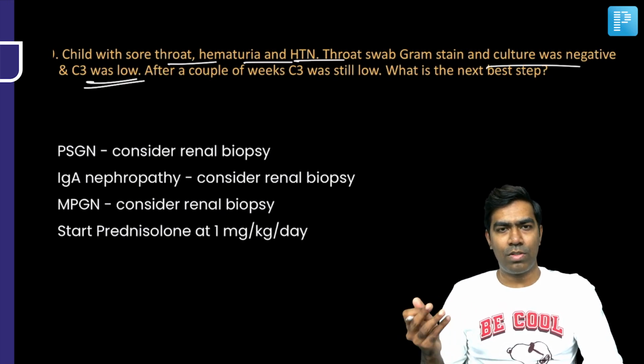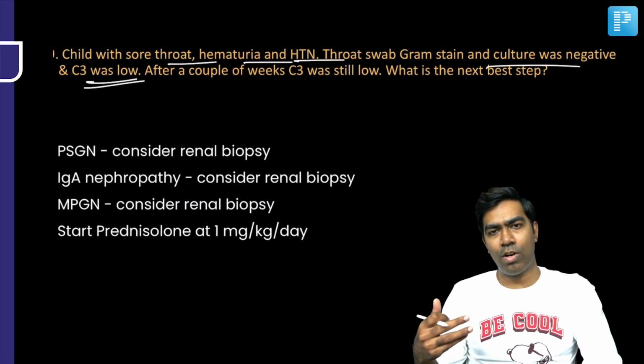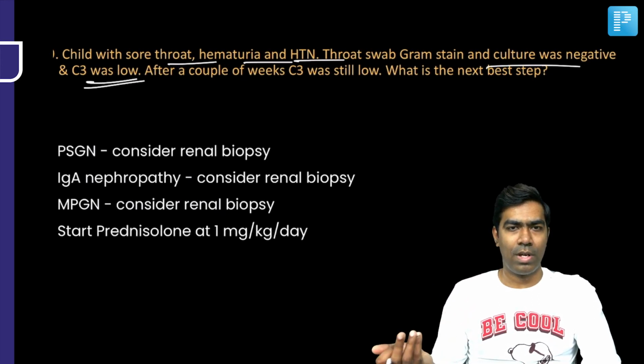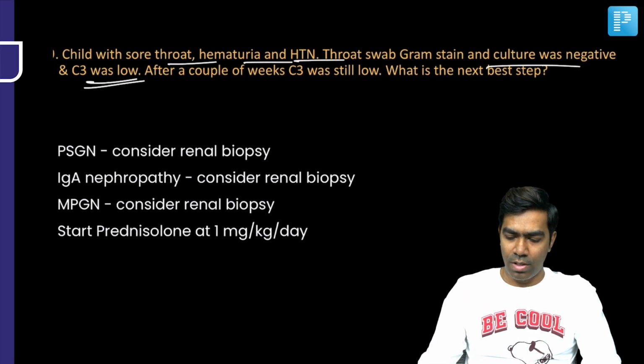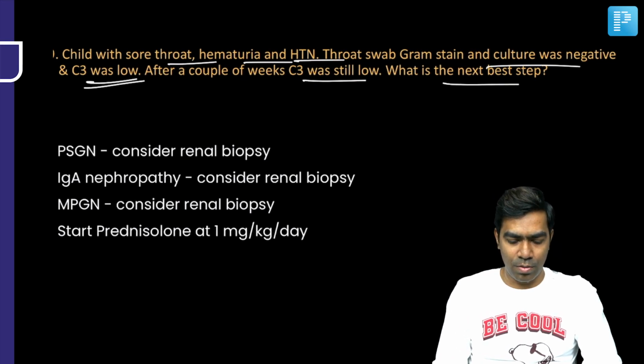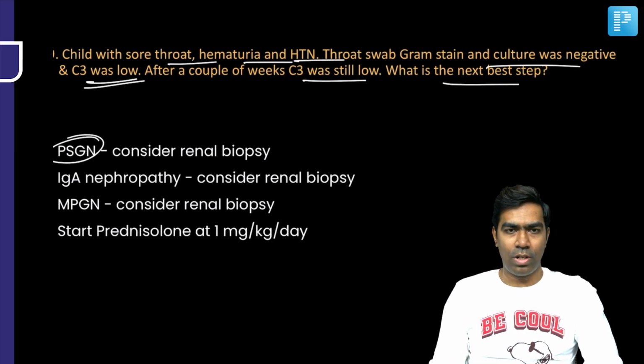But once you make sure that there is some evidence of streptococcal infection, like a positive ASO titer and/or probably positive other titers like anti-DNase B or anti-hyaluronidase or anti-streptokinase, you can make a diagnosis of PSGN. After a couple of weeks, the C3 levels are persistently low, which means you're talking about persistent hypocomplementemia. What is the next best step? Here our diagnosis is PSGN, but we are considering renal biopsy because there is persistent hypocomplementemia.